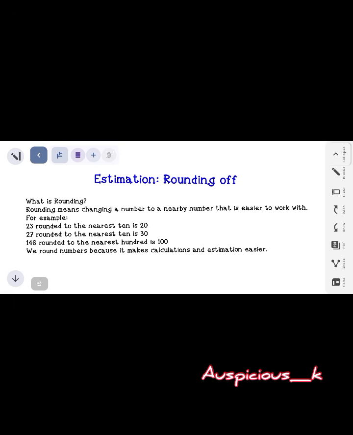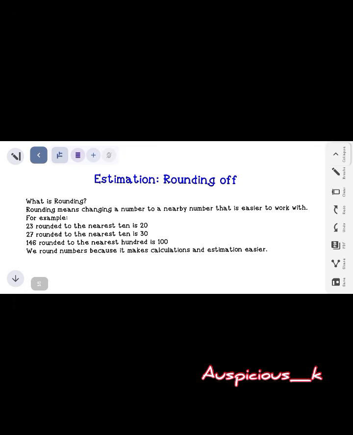I hope you all attended the last class we did on writing addition and subtraction of place values of numbers. So today we're going straight into estimation, which is rounding off of numbers. So before we start, what is rounding? Rounding simply means changing a number to the nearby number that is easier to work with.